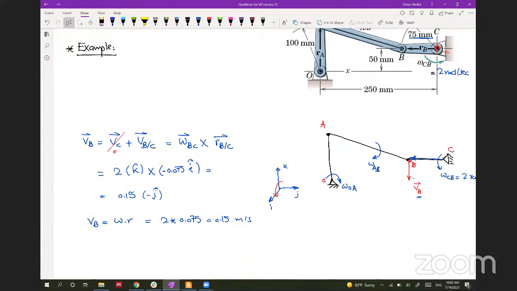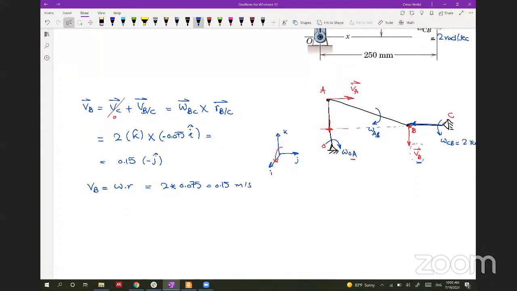So this is VB. Then we need to get the omega AB, and to get it, we will use the calculated VB. So let's see how we can get it. To get the omega AB, we need to identify the instantaneous center of zero velocity. So we will use the velocity of B and the velocity of A to get this. Knowing the direction of the omega A, we can predict that the velocity VA will be in this direction. And we can draw a perpendicular to B and a perpendicular to A. So this will be the instantaneous center for the body AB.